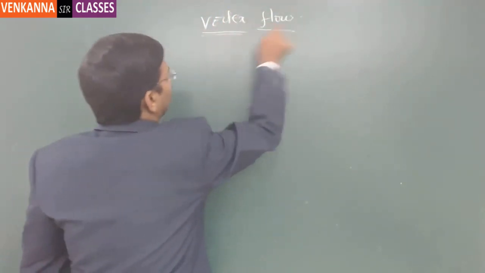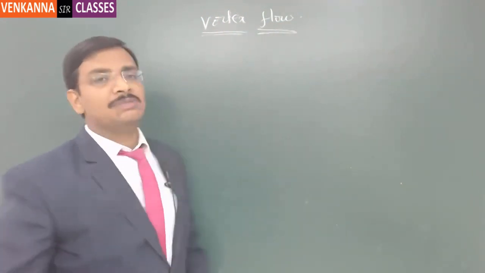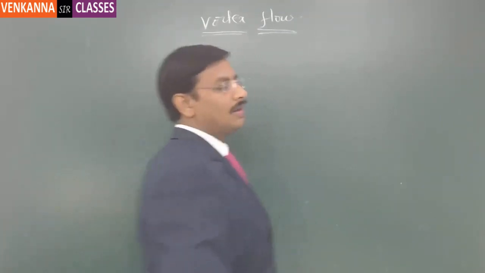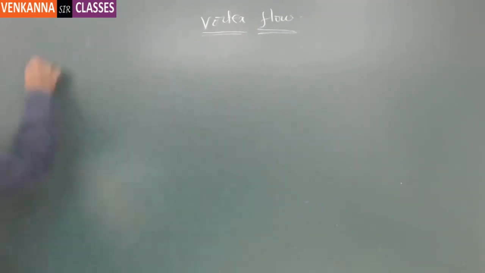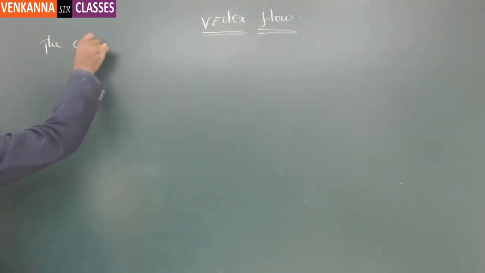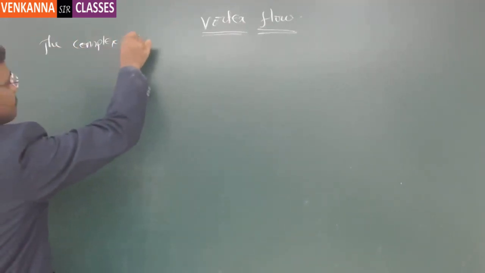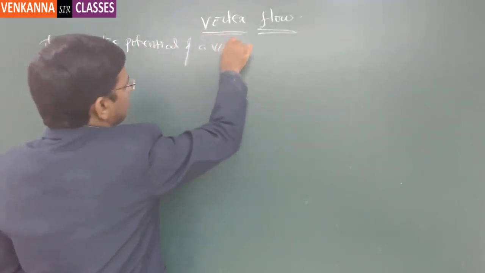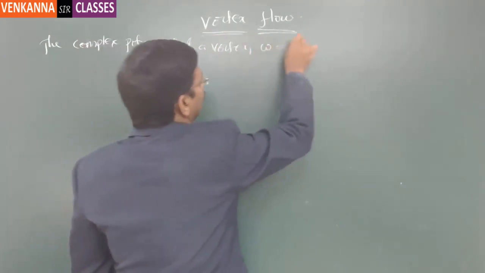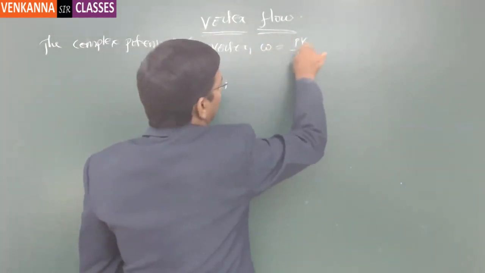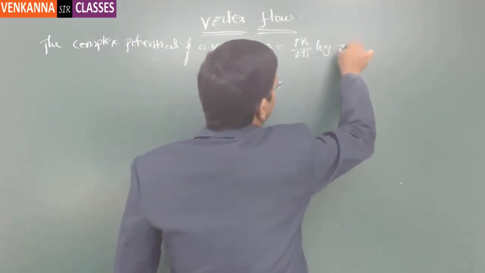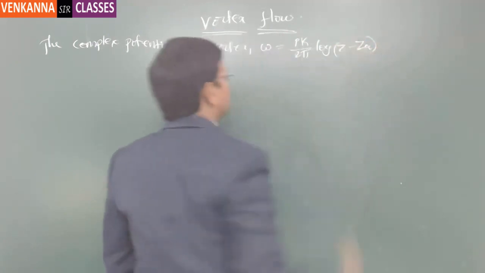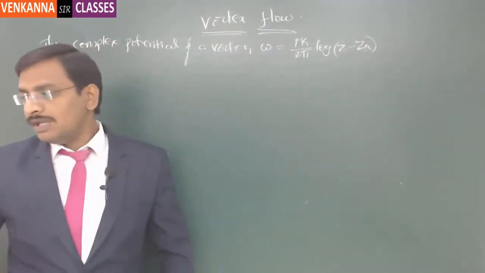In case there are any vortices, vortices means the curls, right? So if there are any curls, that will be modeled as the complex potential of a vortex, which will be W is equal to iK by 2 pi times log of Z minus Z1. So this is how we'll be modeling the complex potential of any vortex, right?